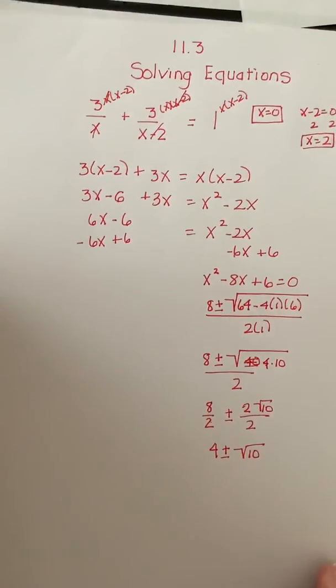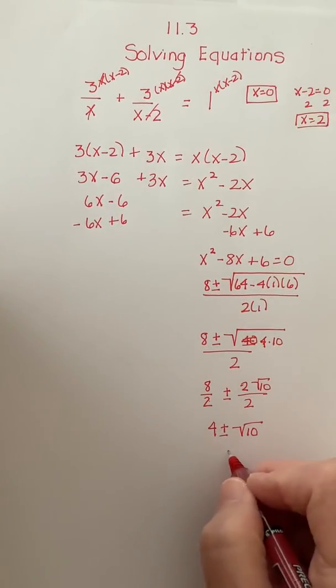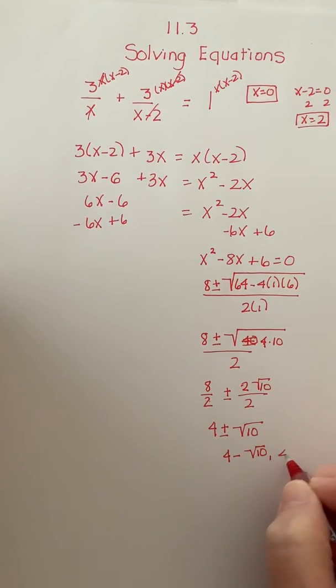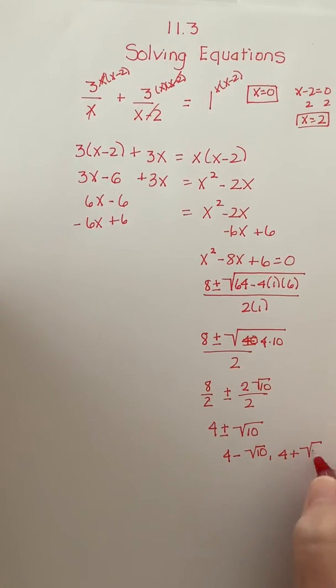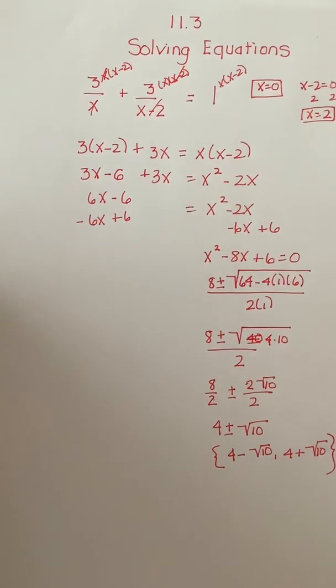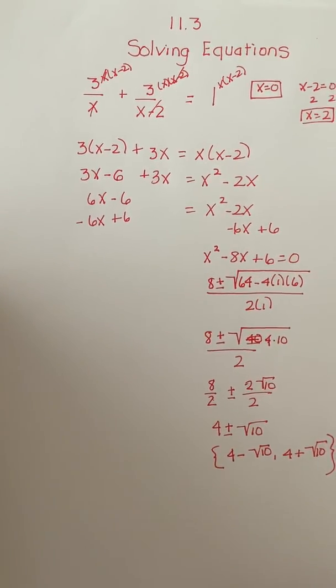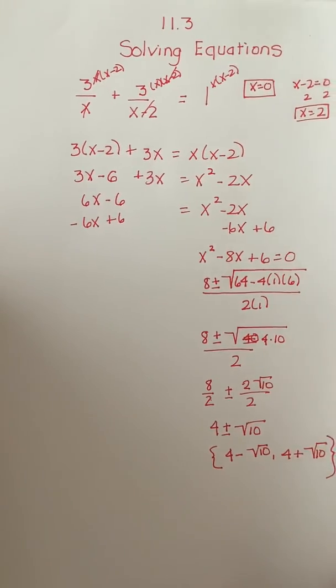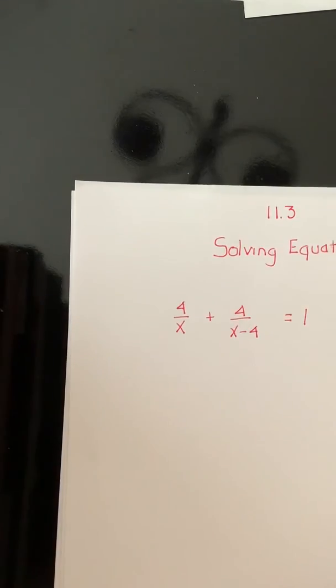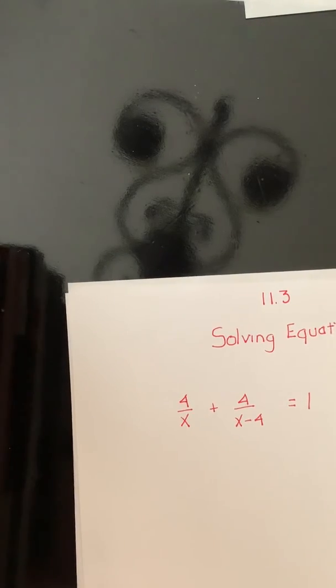In Math Lab or on your test, you're going to have to write this as 4 minus the square root of 10 and 4 plus the square root of 10. And the braces will already be supplied for you. Okay, this is very similar to a test question you're going to have.